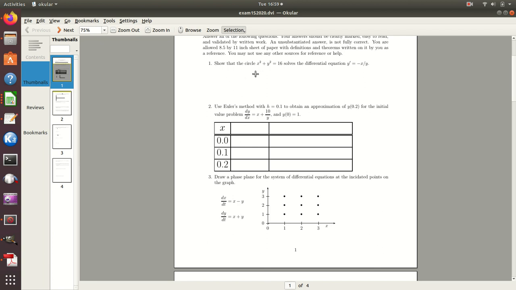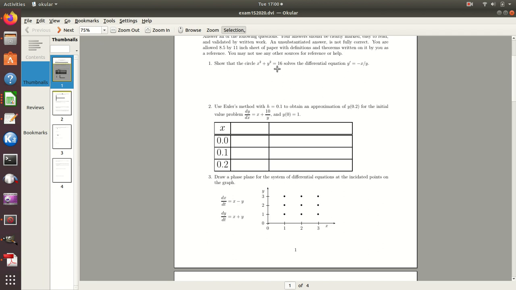So the first one says, show that the circle x squared plus y squared equals 16 solves the differential equation y prime equals minus x over y. Well, if you know what a differential equation is and you have this implicit function here, then one way to solve any equation, whether it's algebraic or differential or an integral equation, is you simply plug in your candidate solution to see if it solves this differential equation.